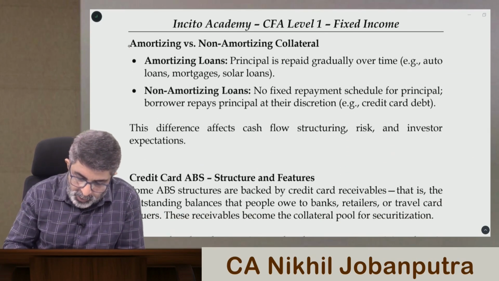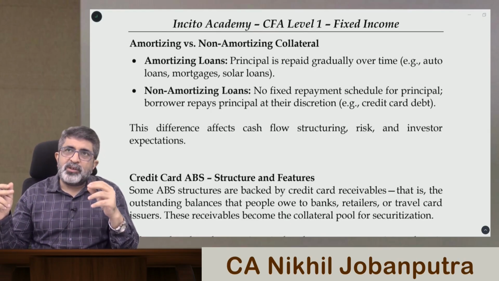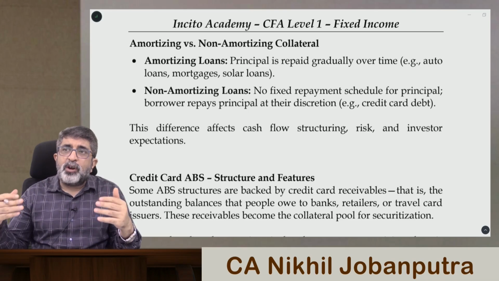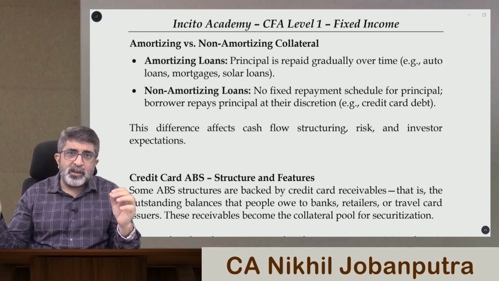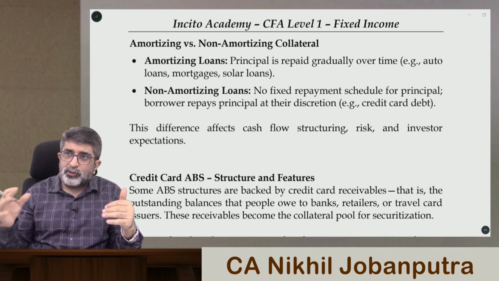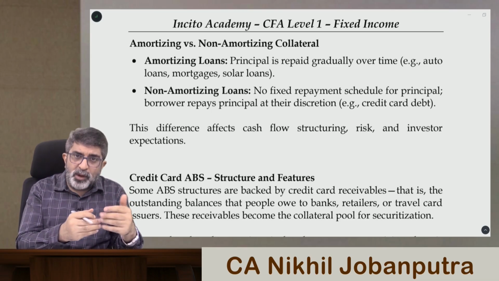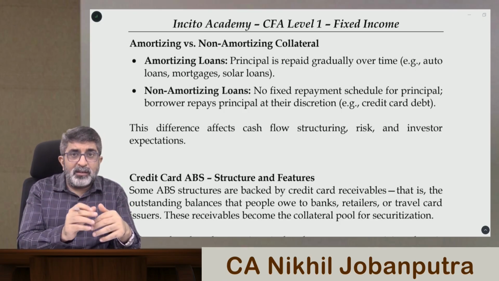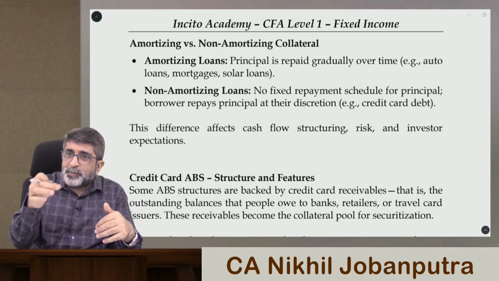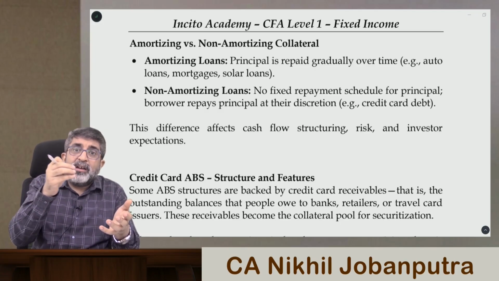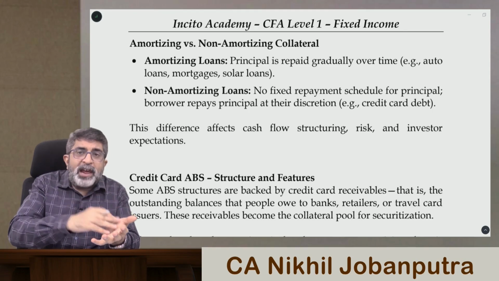Now we have amortizing versus non-amortizing collateral. Sometimes your collateral does not follow an amortization pattern. The best example could be credit card receivables. A finance company has credit card receivables. That amount is generally not amortized over a period. It has a definite credit cycle, and on expiry of that credit cycle it becomes due, and the credit card user, that is the borrower, will have to make the payment.